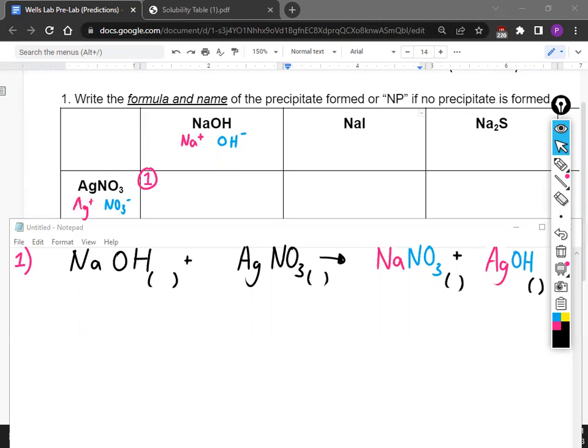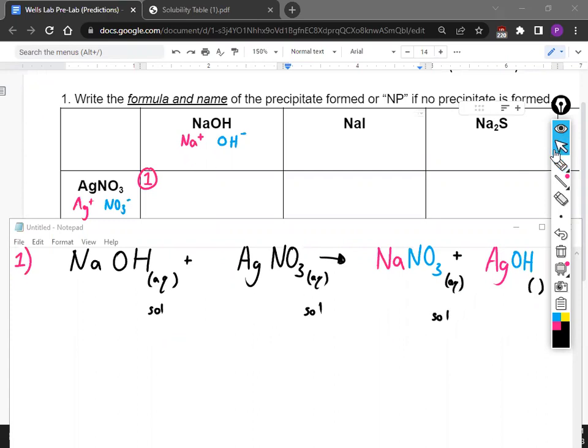So use your solubility table to figure out if they dissolve in water or not. Okay. So I'll give you guys the answers for the first three. Should be pretty easy. If you line them up on the solubility table, you'll see that NaOH is aqueous, AgNO3 is aqueous, which means it's soluble, it dissolves in water. That's what it means. NaNO3 is also aqueous because it dissolves in water.